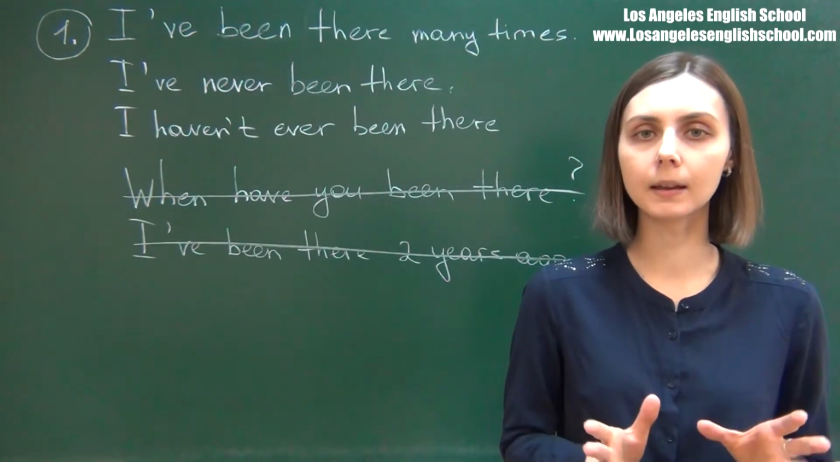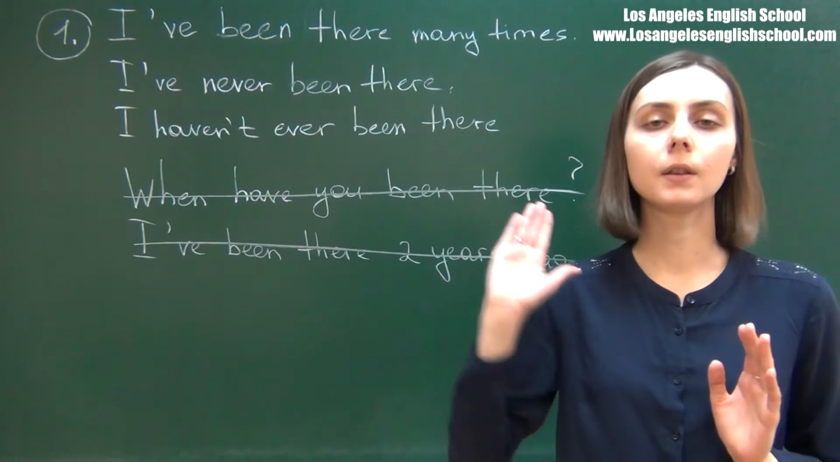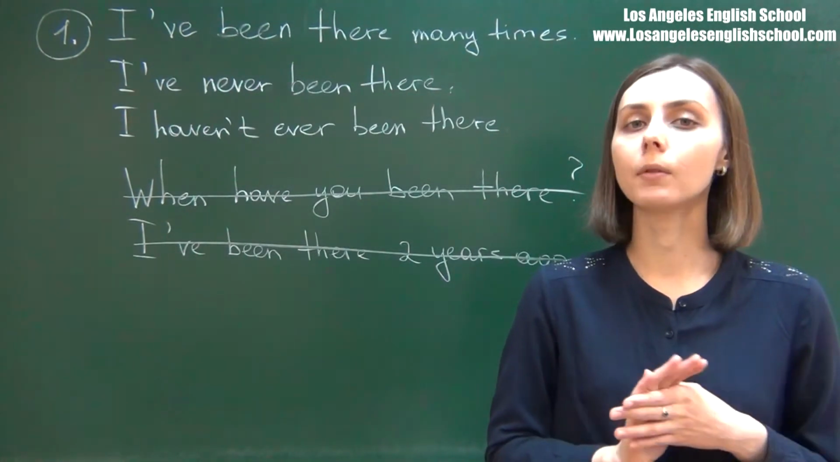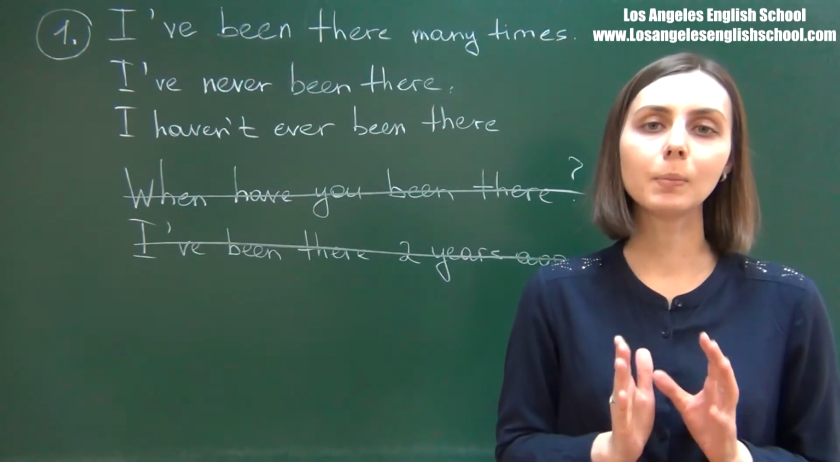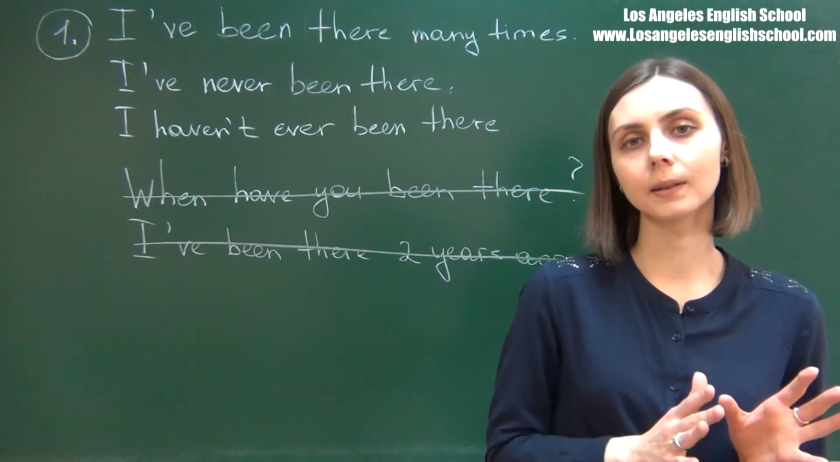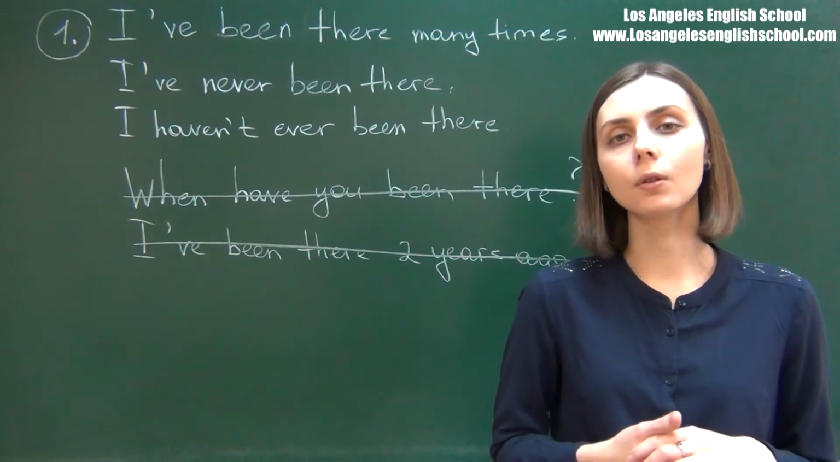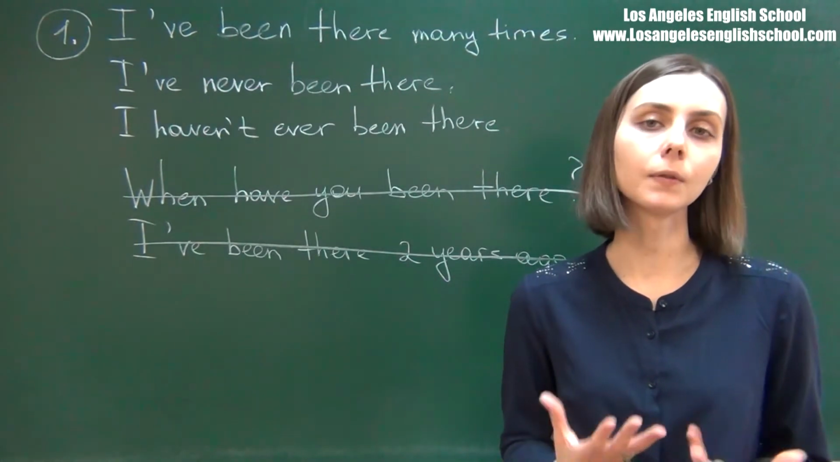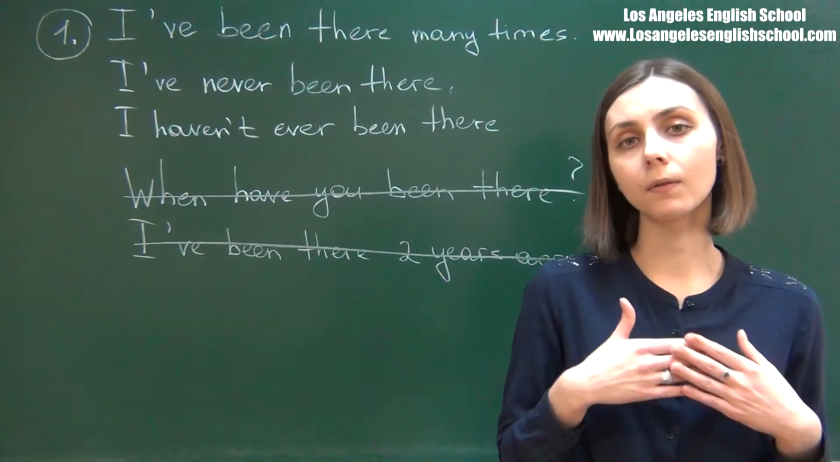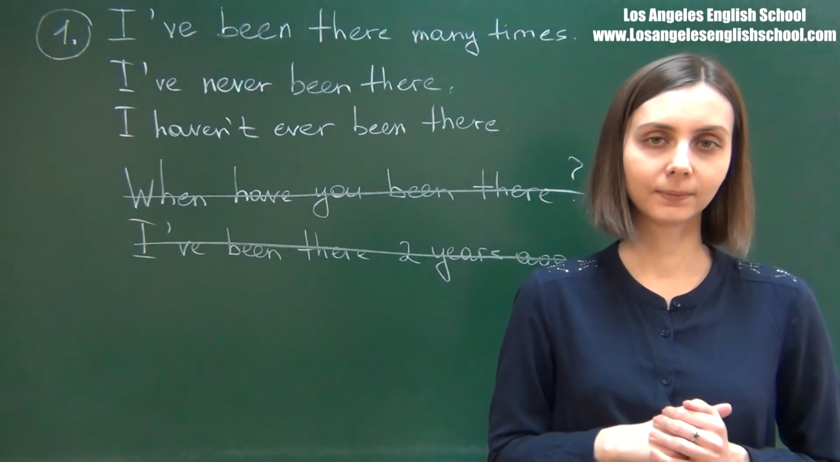To recap again, case number 1, you use the present perfect to talk about an action that happened to somebody in the past, but you don't say when it happened, you show the experience of someone's life. Let's have a look at the second case.